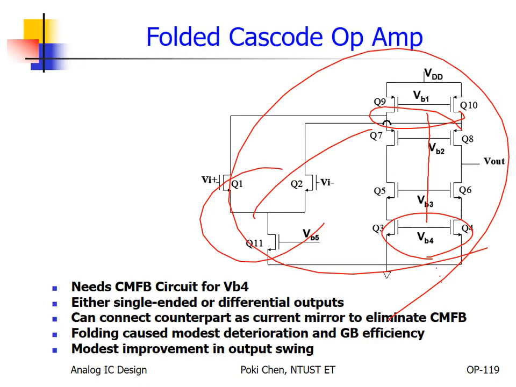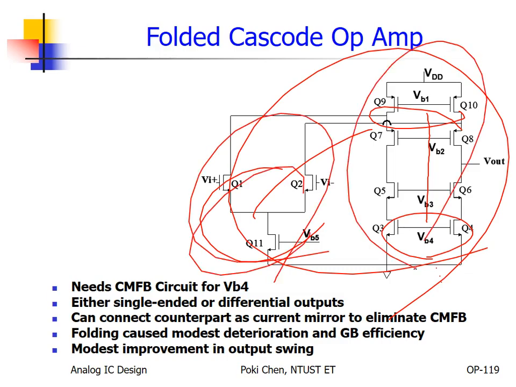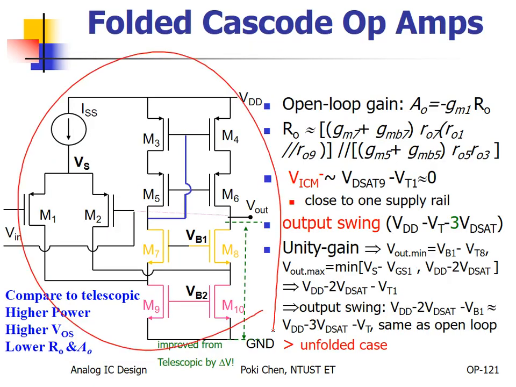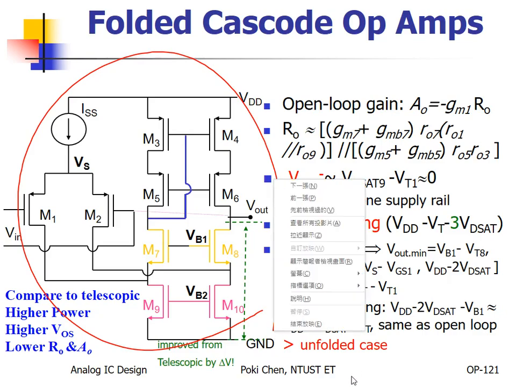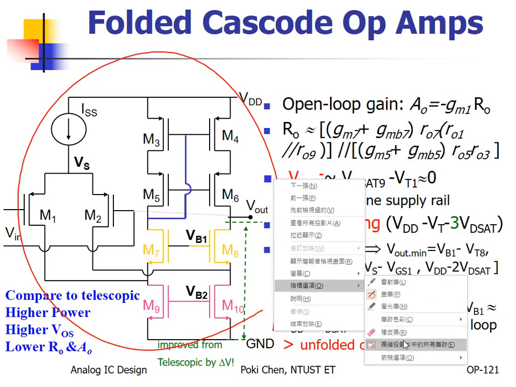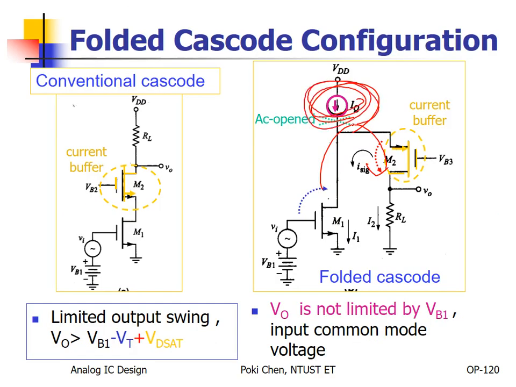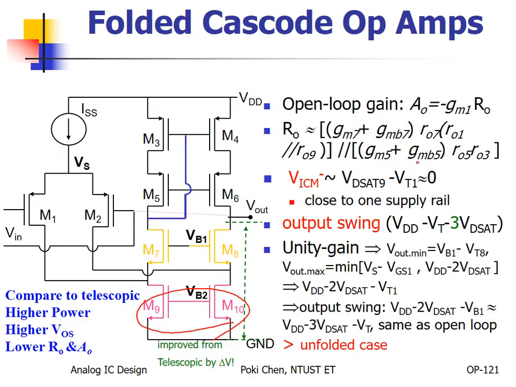Okay, but similarly, this is a PMOS input, and that is the usual case you learned from analog IC design. Anyhow, allow me to show you. Who are the helpers? M9 and M10. They behave like IQ. Okay? And who are the current buffers? In yellow, M7 and M8.